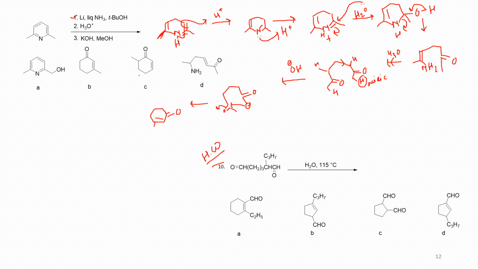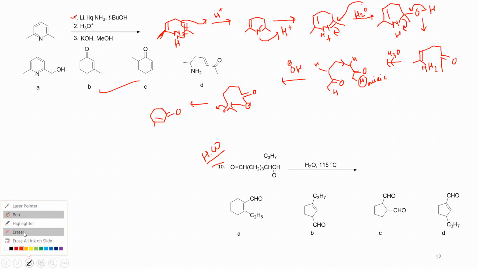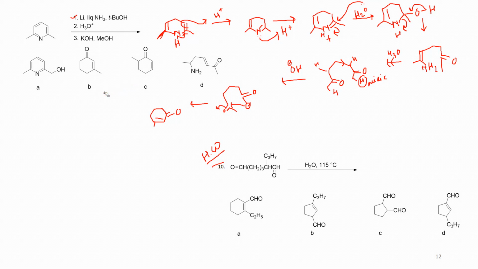Okay, so which option will be the right one? Option B. So the correct option is option B. Okay, so here it is very surprising how from a pyridine, 2,6 dimethyl pyridine, you are getting alpha beta unsaturated cyclohexanone type of compound, just through a series of reactions.